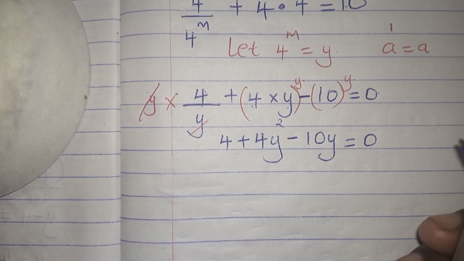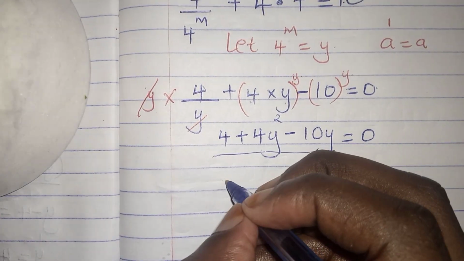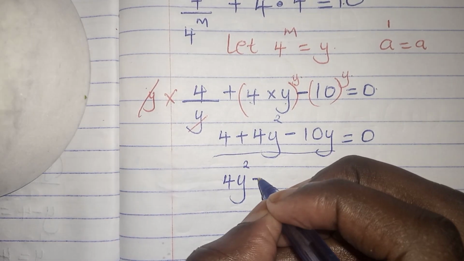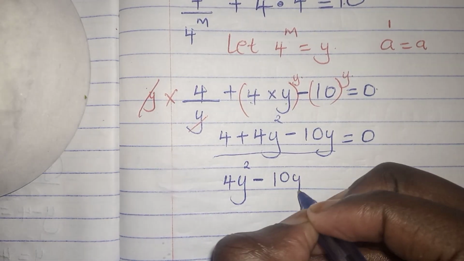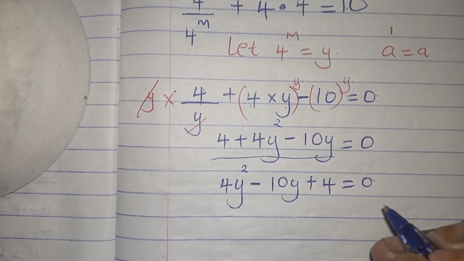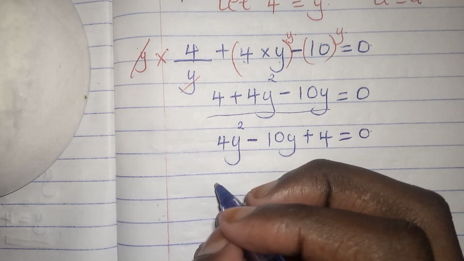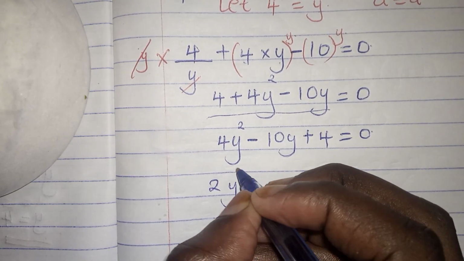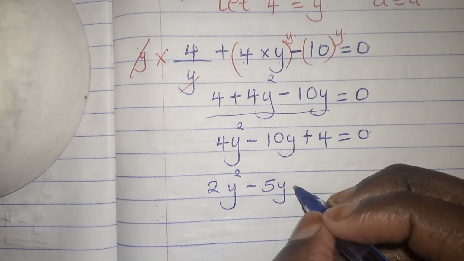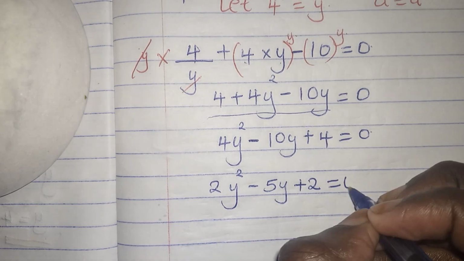So my next step is to arrange this. You see, it's a quadratic equation, so we'll arrange 4y squared minus 10y plus 4 is equal to 0. So we can simplify this equation by dividing both sides by 2, and this will be 2y squared minus 5y plus 2 is equal to 0.